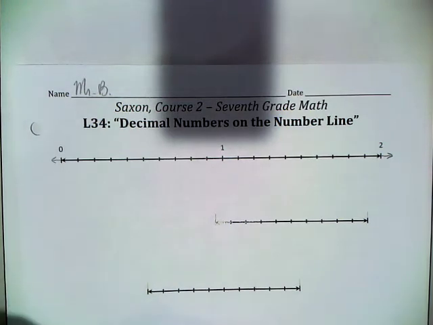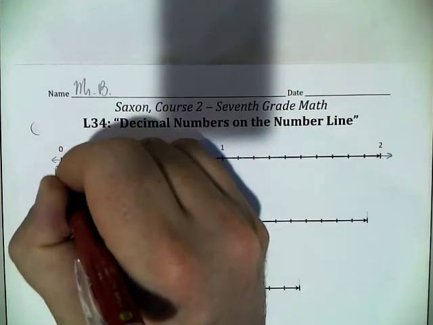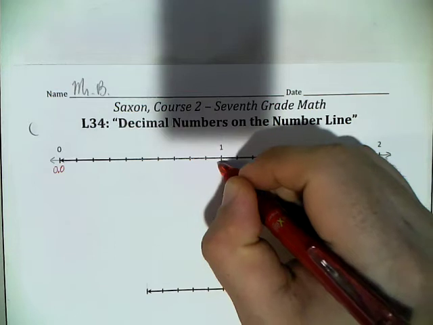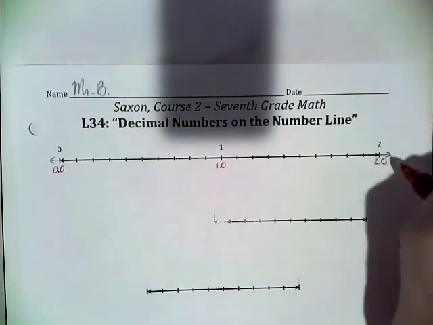Now, in order to help us with this, if we've broken this up into 10 spaces, then we're going to have one more decimal place. Well, whole numbers don't have a decimal place at all, so we want to kind of reimagine each of these whole numbers with a single decimal place. So 0 becomes 0.0, 1 becomes 1.0, and 2 becomes 2.0.